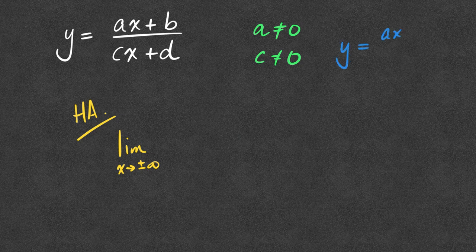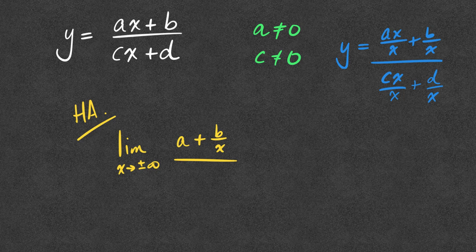You don't have to show me ax divided by x plus b over it. You don't need to show me dividing by the largest power of x and then simplifying. Put it right into your limit. So we're going to get an a plus b over x, all over c plus d over x.